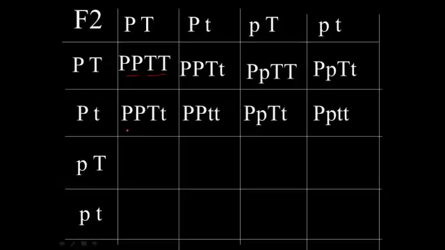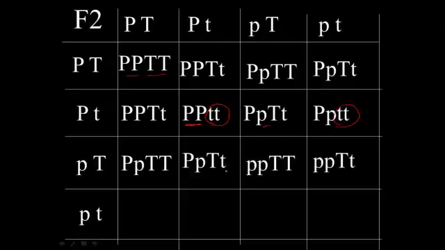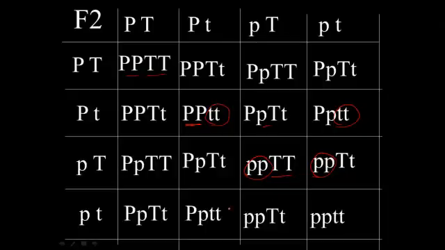And now we start to see some differences. Here's a purple tall. This one is purple but short. Here's another purple tall. Here's another purple short. And what else do we have down here? Here is one that has white flowers and is tall. Here's another one, white flowers and tall. And we finally get down here where we actually have one guy that gets both recessive genes, and he's going to be white and short.